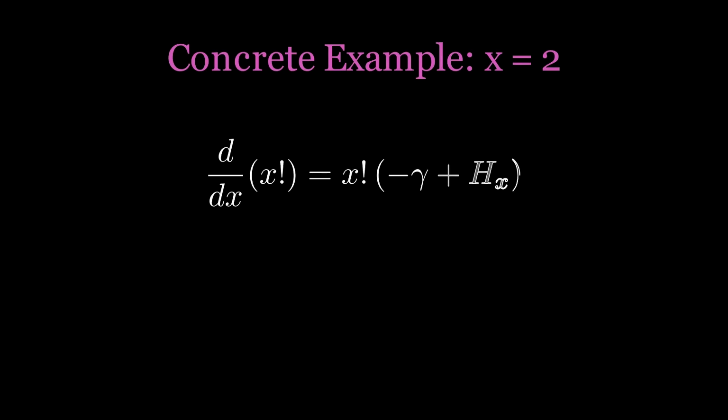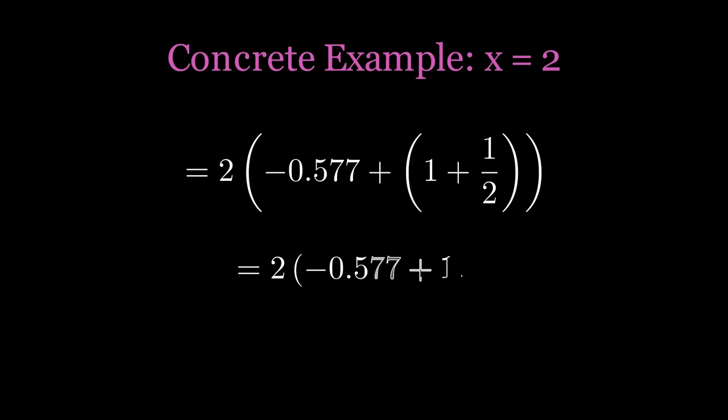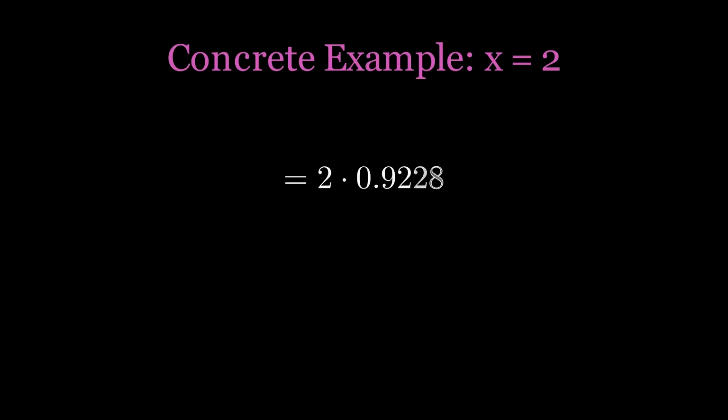Now let's make this derivative feel real with a concrete example. We've got the formula: the derivative of x factorial equals x factorial times negative Euler's gamma plus H sub x. So plug in x equals 2. 2 factorial is 2, and H sub 2 is 1 plus 1 half. That's 1.5. Euler's gamma is about 0.577, so inside the parentheses we get negative 0.577 plus 1.5, which is about 0.923. Multiply by 2, and the slope at x equals 2 is about 1.846.